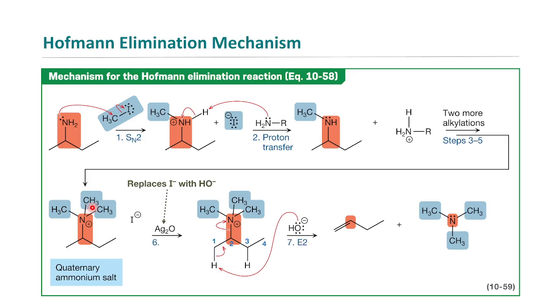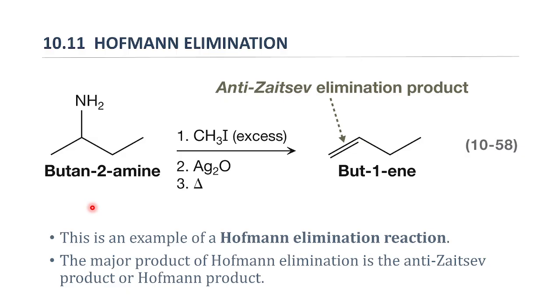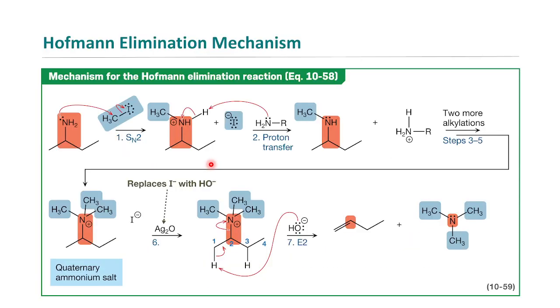Now, once we get that, it actually has some degree of stability to it, and so what we can do now is go ahead and put in Ag2O. That's that next step of the reaction right there. So we go ahead and put that in, and what that's going to do is replace the iodide with hydroxide. And so now we're going to have hydroxide available in the solution instead of iodide right here.